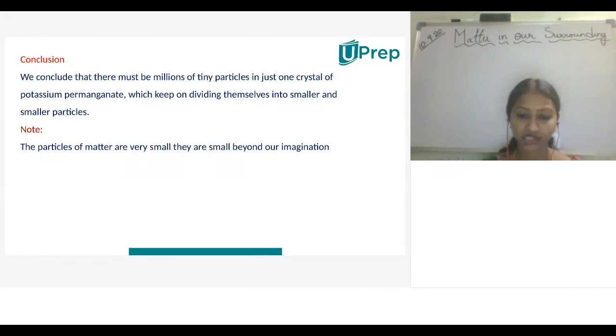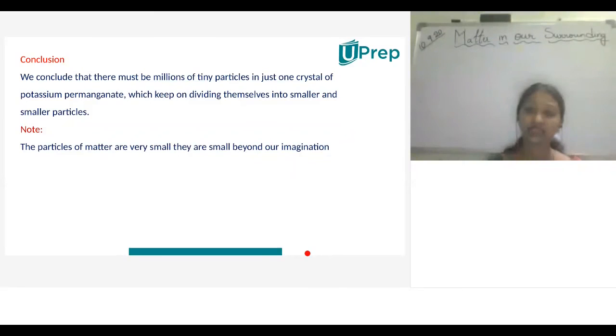Now we can see the characteristics. So what are the 3 characteristics of matter, children? The 3 characteristics of matter are: particles of matter have space between them. Very good. Particles of matter are continuously moving. Very good. And particles of matter attract each other, a force of attraction. Based on the force of attraction, the particles of matter are arranged in a certain way. This also we have discussed. We have already discussed the conclusion.